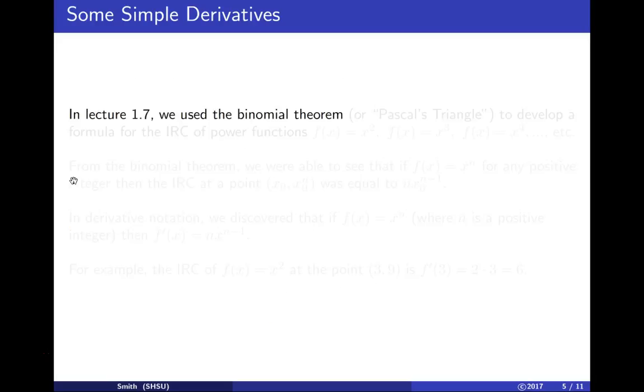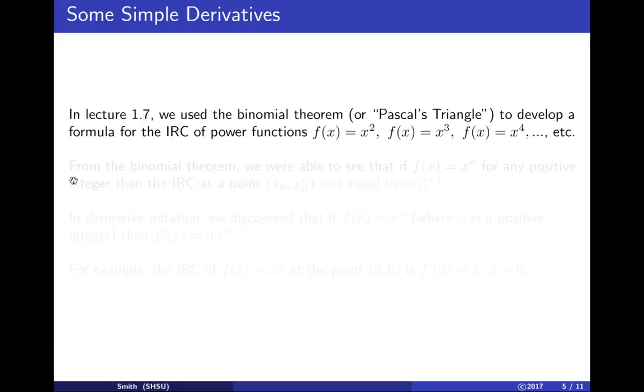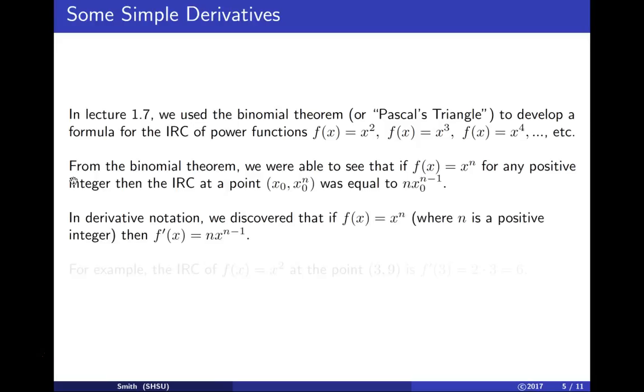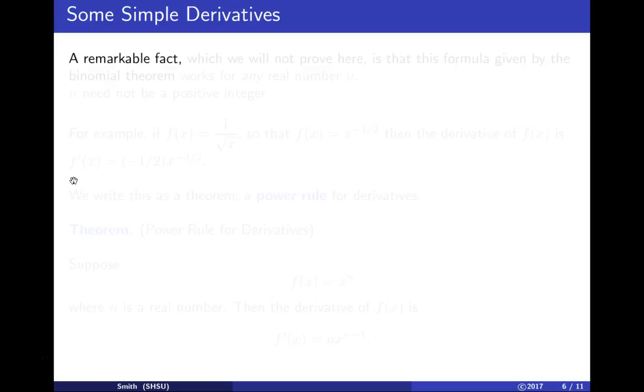In lecture 1.7 of this course, we used the binomial theorem, or Pascal's triangle, to develop a formula for the derivative, or the IRC, of power functions, x squared, x cubed, x to the fourth. And we were able to see that if you start with a function x to the n, where n is a positive integer, then the derivative was n times x to the n minus 1. At a particular point x naught, the derivative was n times x naught to the n minus 1. In derivative notation, we discovered that if you give me a power function where n was a positive integer, then the derivative was n x to the n minus 1. The derivative of x squared was twice x, or if we plug in 3, twice 3 equals 6. That was an example we did earlier.